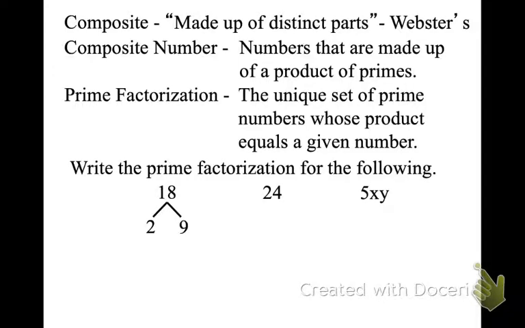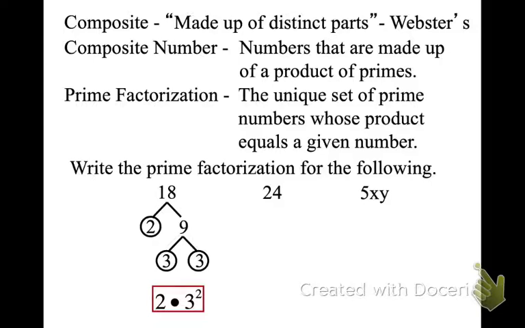2 is a prime number, so I circle it, and I stop there. But 9 can be broken down further to 3 times 3. So 18, when I do prime factorization, I basically break it down to primes. When I multiply 2 times 3 times 3, these primes, I get 18. That's prime factorization: 2 times 3 times 3, or 2 times 3 squared.